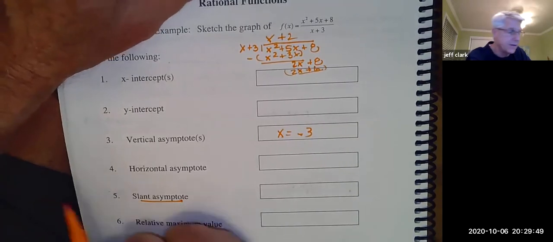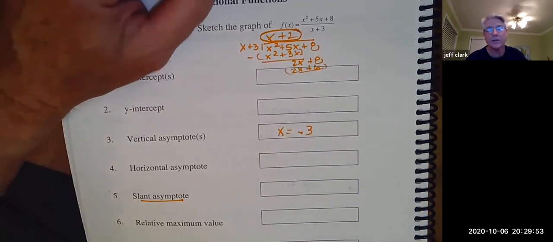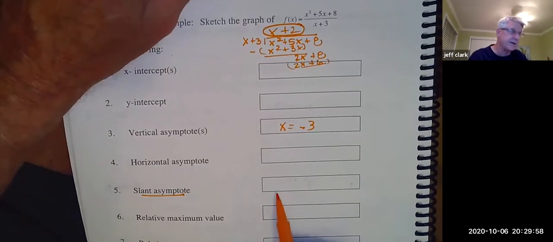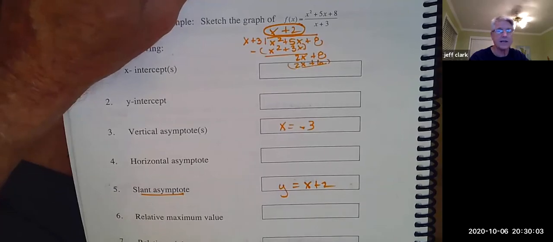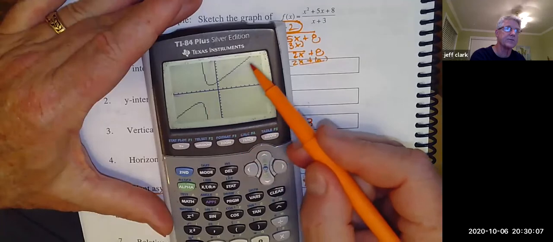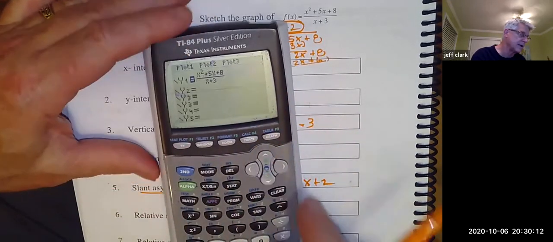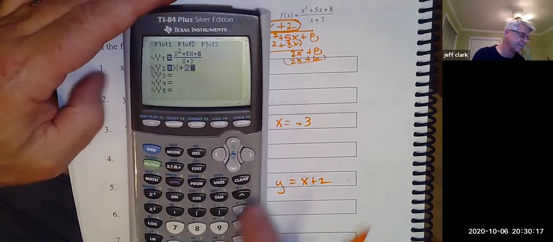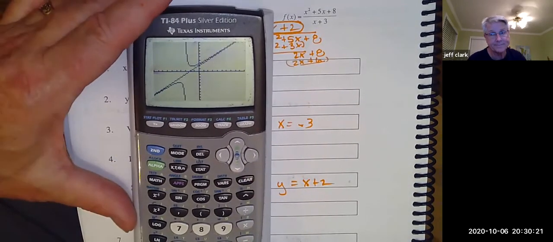You ignore the remainder. This result right here is the equation of your slant asymptote, but you need a y equals. It's the equation of a line. So down here, you'd say it's y equals x plus 2. That's the equation of the slant asymptote, which, if I look at this, is right here. Oh, you don't believe me? Here we go. Let's put the equation in, x plus 2, and graph both of them. See, the equation of the slant asymptote worked.